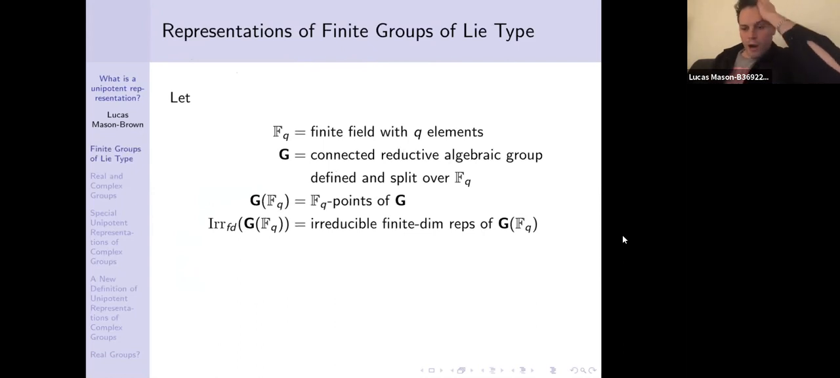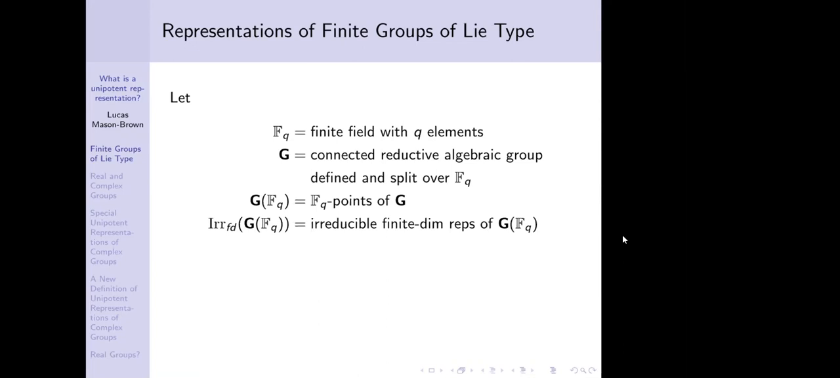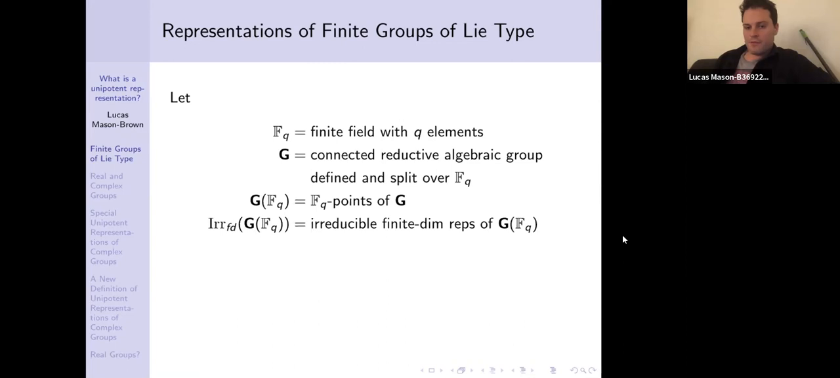But before I explain our definition, I want to start with a kind of motivating analogy. So the idea of unipotent representations has its origins in the representation theory of finite Chevalley groups, where unipotent representations were first introduced by Deligne and Lusztig. So I want to say a few words about this theory and what it says about the case of real and complex groups. So to begin with, let F_q be a finite field with q elements, and let G be a connected reductive algebraic group over F_q. Consider the finite group of F_q-rational points.